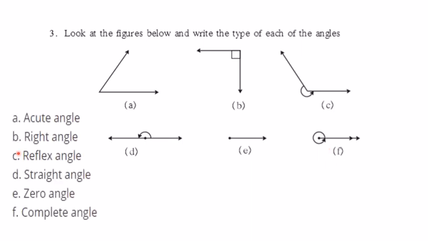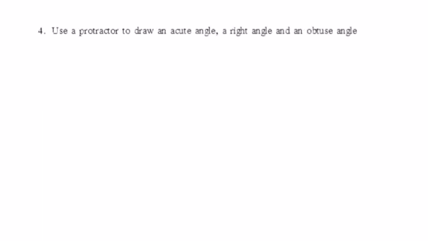Here are the answers. Next question is, use a protractor to draw an acute angle, right angle and obtuse angle. So using a protractor, we have to draw these three angles. Now you can select your own measure, but you have to remember that whenever you are drawing an acute angle, the measure should be less than 90 degrees. Right angle, the measure should be 90 degrees. And if you are making an obtuse angle, the measure should be more than 90 degrees but less than 180 degrees.